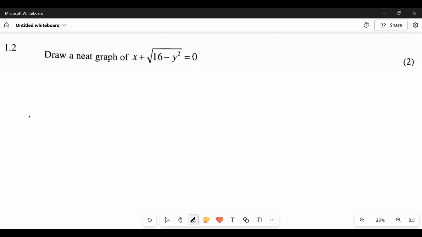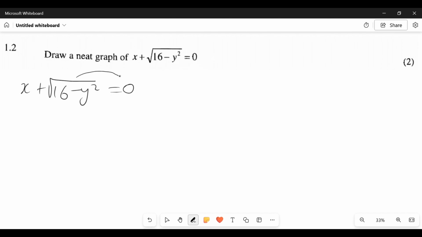Now, on this question here, they want us to draw a neat graph of x plus square root of 16 minus y squared is equal to 0. So this is out of 2 marks, guys. This question required us to simplify it. If you didn't notice, then you wouldn't be able to get this. Look, we have x plus root 16 minus y squared, all this equal to 0.